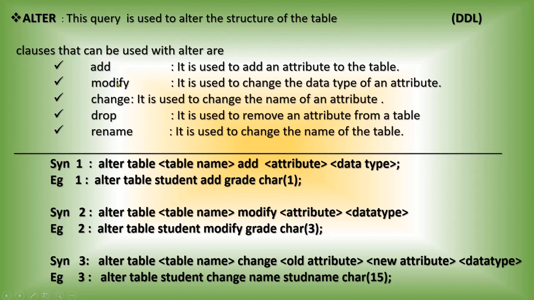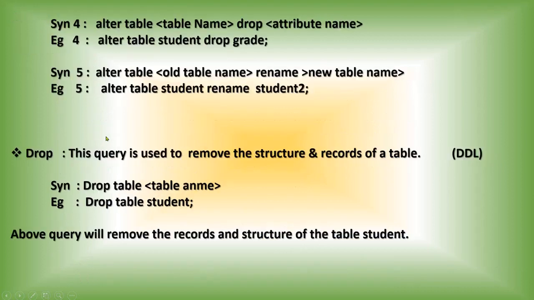Add, modify. Modify is used to change the attribute. Change is used to change the name of the attribute. Drop is used to remove an attribute. Rename is used to change the name of the table. So that is all about the alter query. Alter is a DDL command.